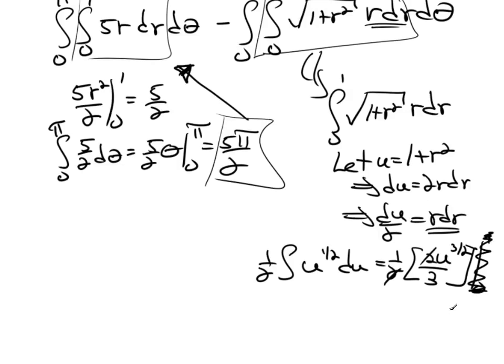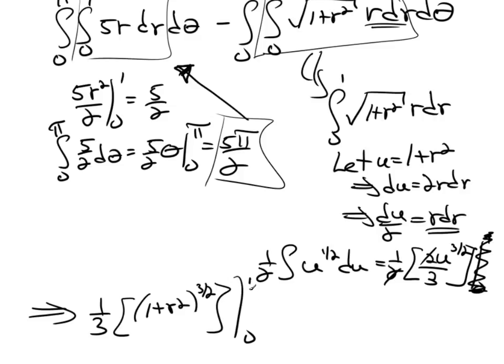Whoops, I'm sorry. It's not evaluated from 0 to 1. I need to go back. I'm in u's right now. So this is going to actually give me, see, what do I have here? I have 1/3 times 1 plus r squared raised to the 3/2. The 3's right there. Now from 0 to 1, which gives me 1/3 times 2 to the 3/2 minus, at 0, it's minus 1.